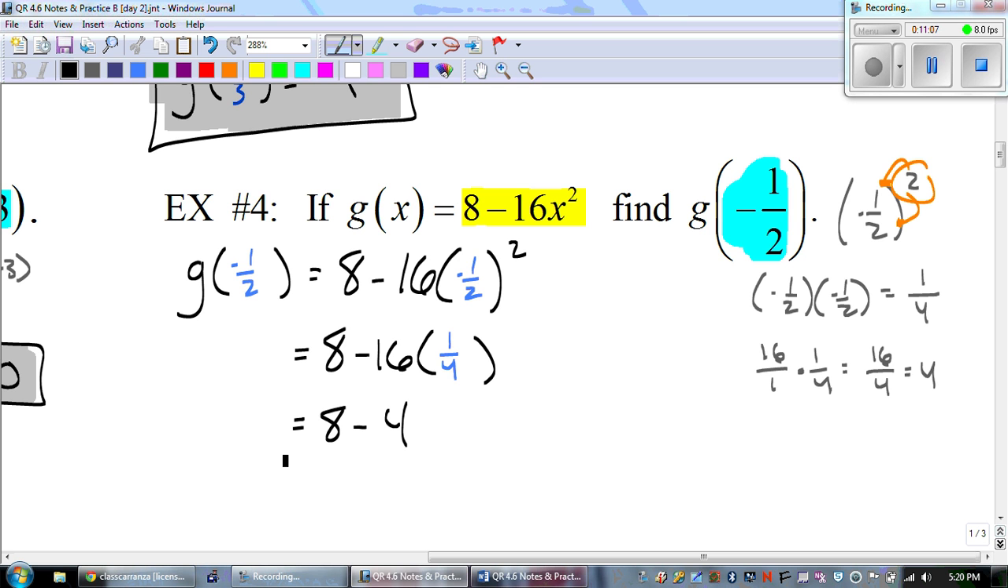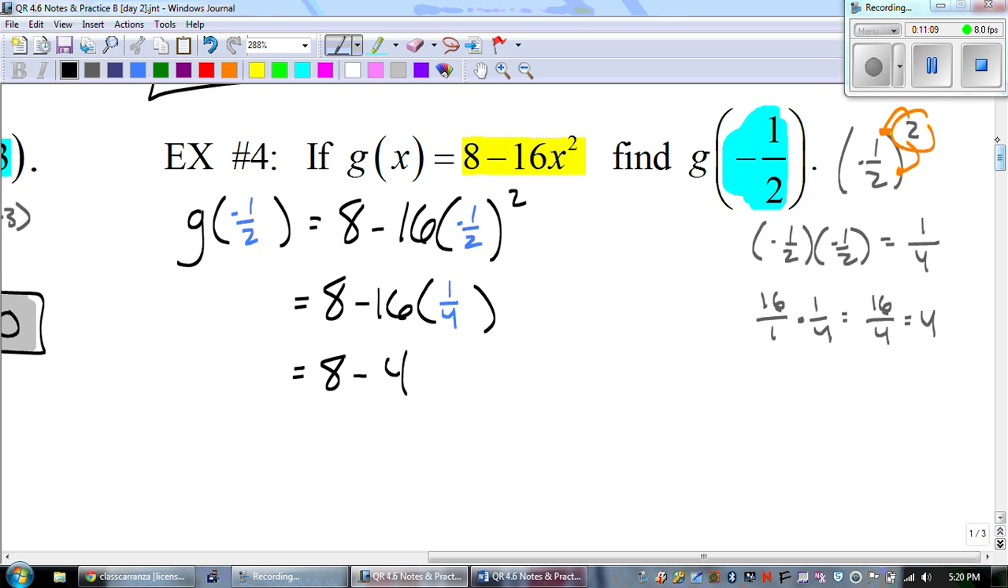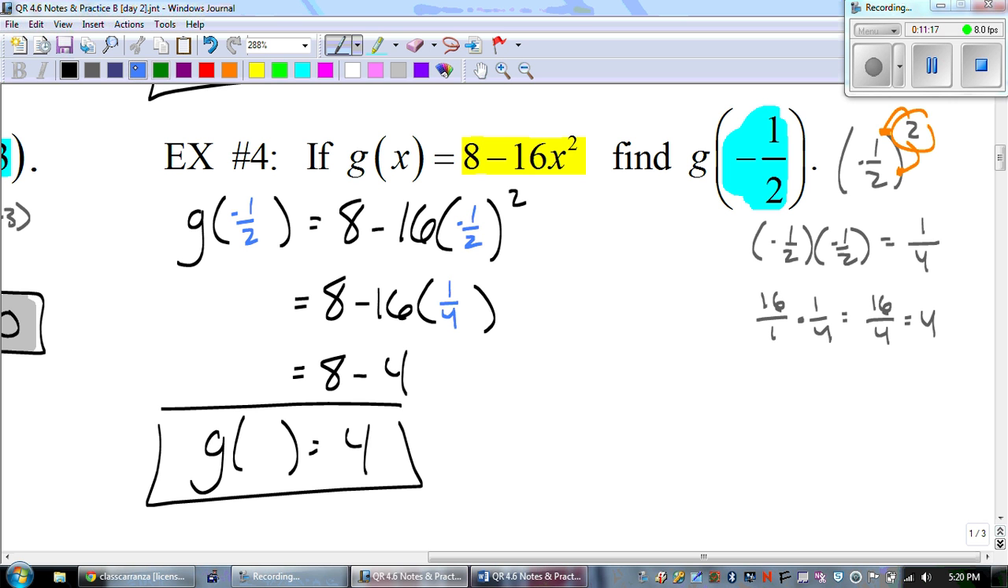And then 8 minus 4, hopefully you guys are not using your calculators for that. Okay, 8 minus 4 is 4. So we get g of negative 1/2 equals 4. Sorry, I'm going to make that look a little nicer. There we go. All right, let's look at the next ones.